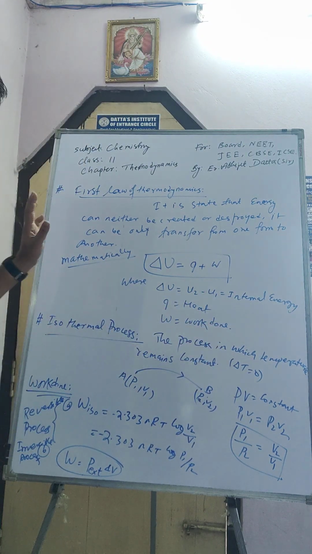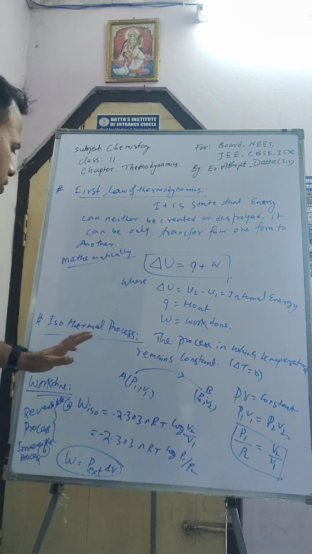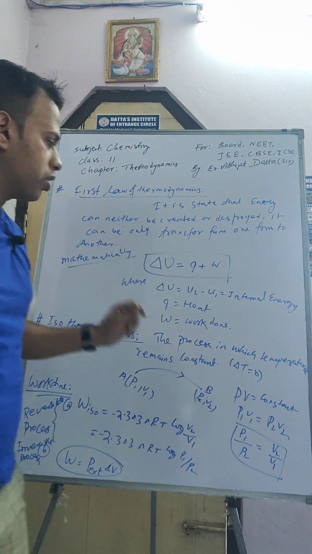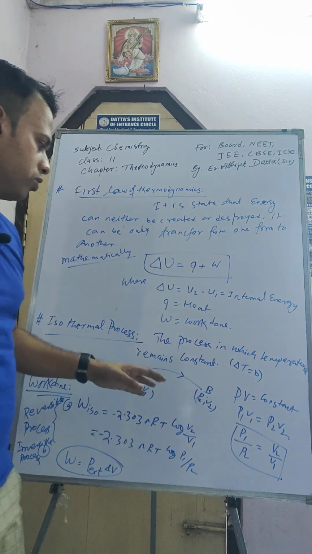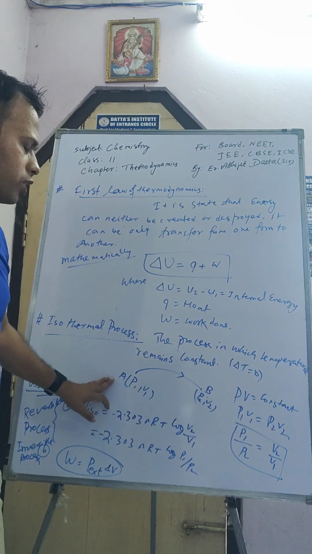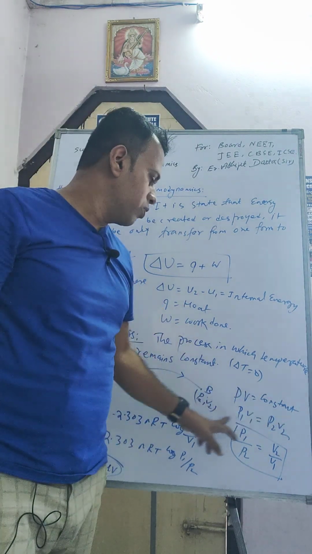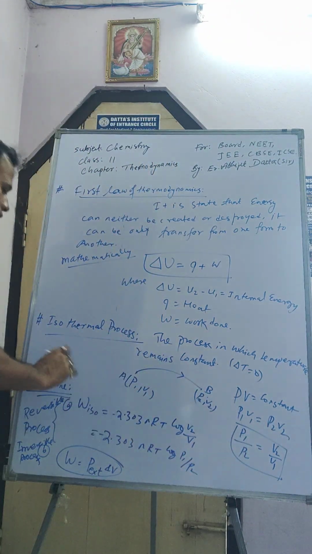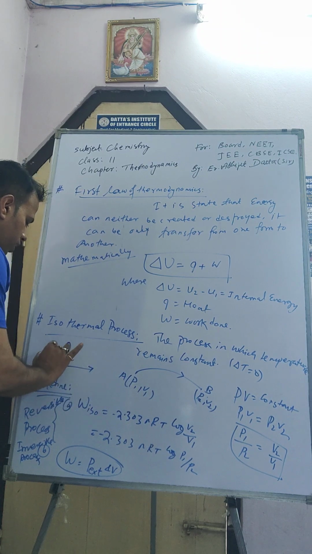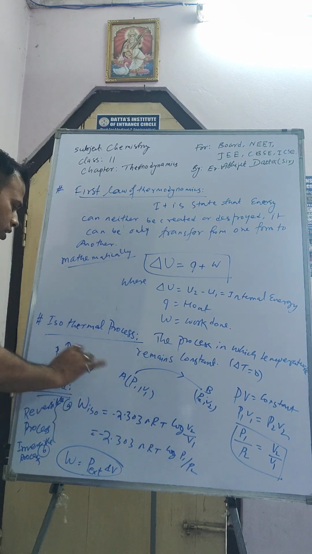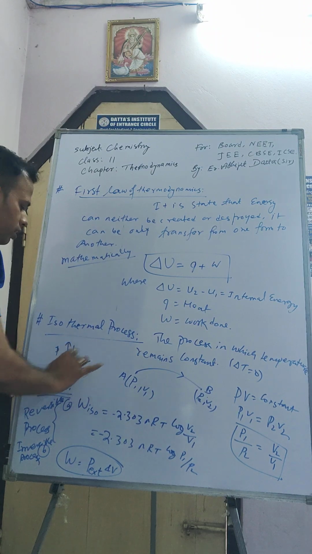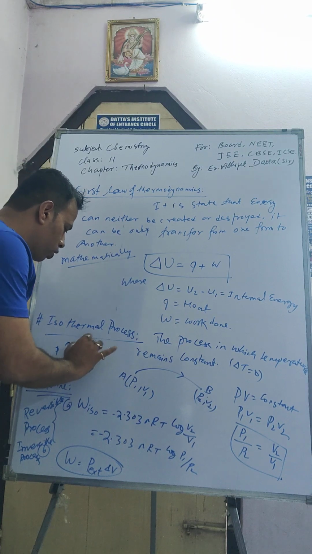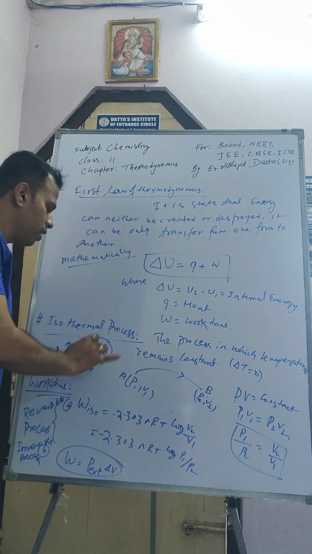Now there are so many processes in thermodynamics. Number one is the isothermal process. So what is the isothermal process? The process in which temperature remains constant, that is del T is 0. So in the isothermal process we can find PV equal to constant, that is P1 V1 equal to P2 V2, or P1 by P2 equal to V2 by V1. Graphically, P and V are inversely proportional. Here P is proportional to 1 by V, is it not? So it will be like that.